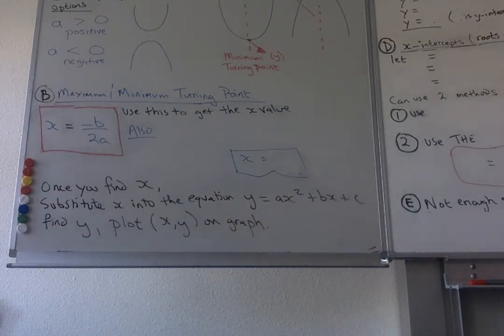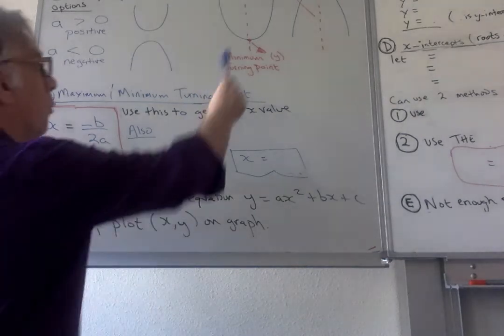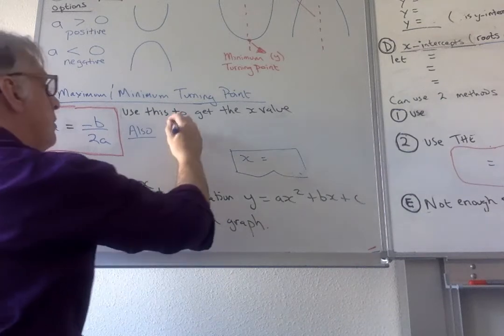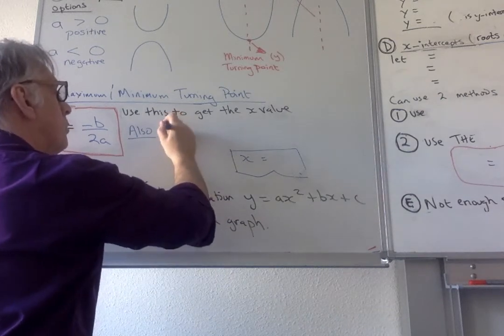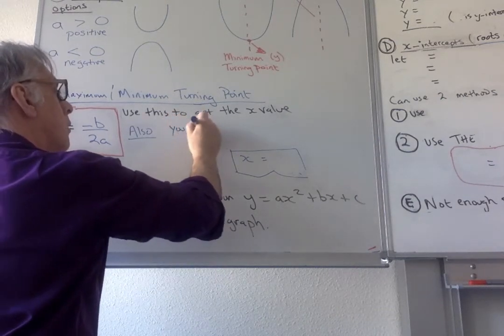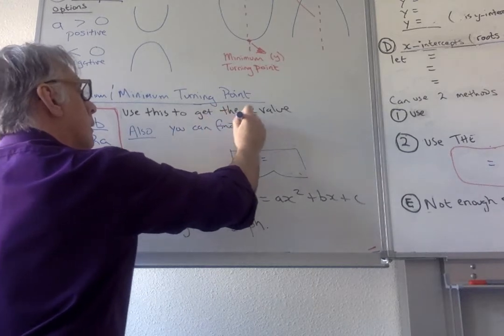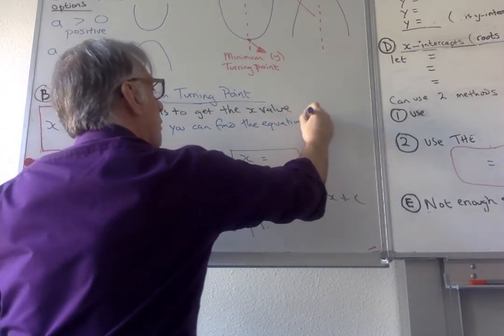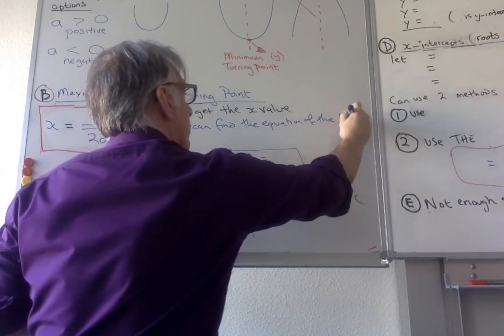So the other thing, though, is that this point is also where the line of symmetry is. Now, if you notice, you can also find the equation of the line of symmetry.